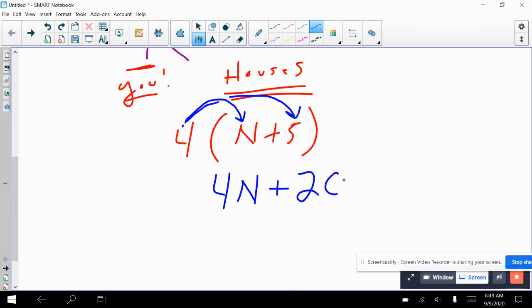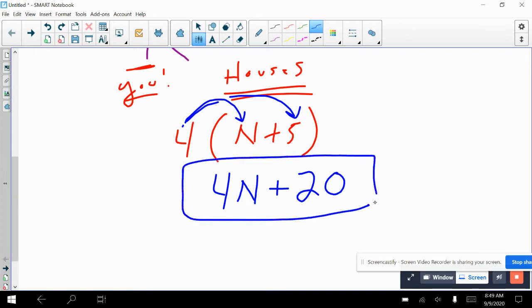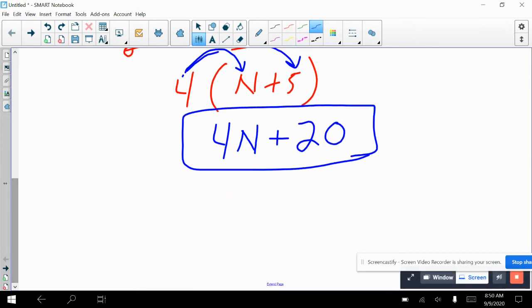4 times 5 is 20. That then is distributed. 4n plus 20. That would be your answer on your quiz. You don't know what the value of n is. Okay, so that's all the farther that you can go. You just distributed the 4 with the n and the 5. Does that make sense? Everybody good there? Are you sure?